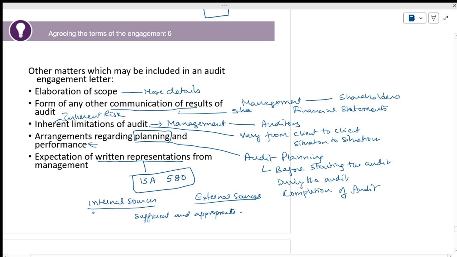When we get sufficient and appropriate evidence, definitely we'll explore all the options. The rule says that when we are talking in terms of sufficient and appropriate, we'll see internal and we'll see external. Internal sources are weak. External sources are more reliable. I'm not saying strong, I'm not saying complete, I'm not saying more reliable. We can put less reliable.